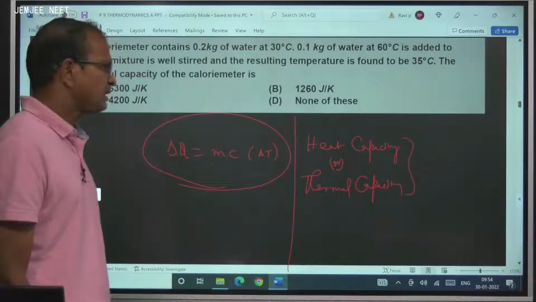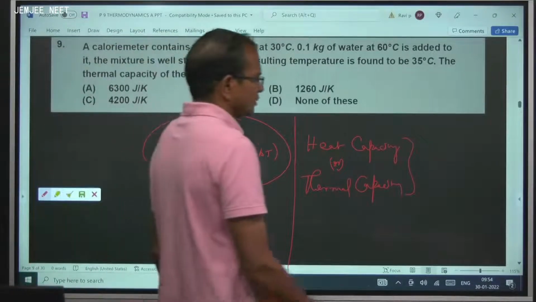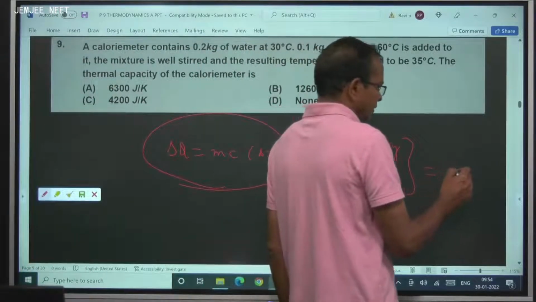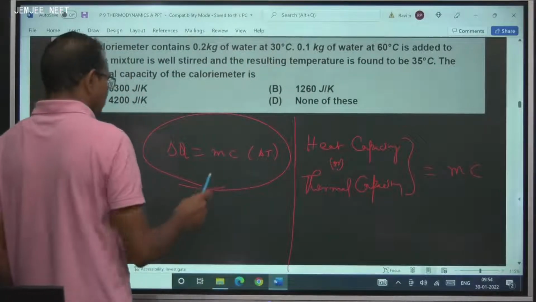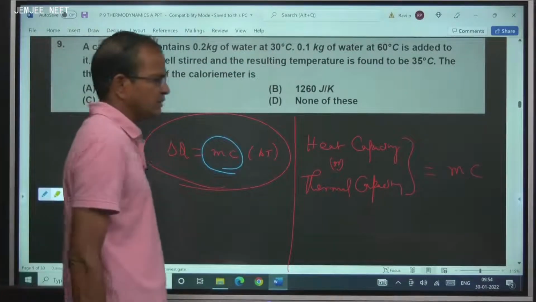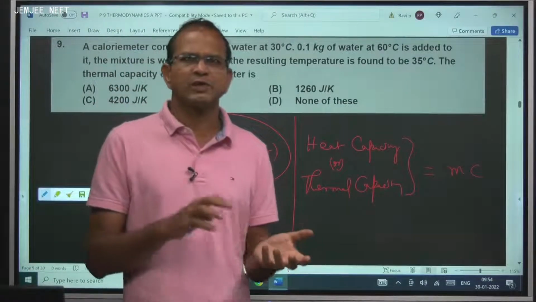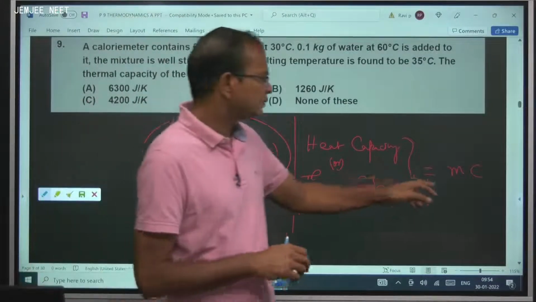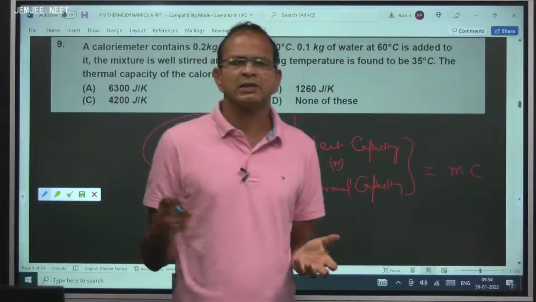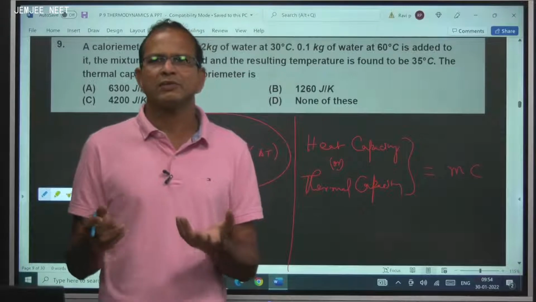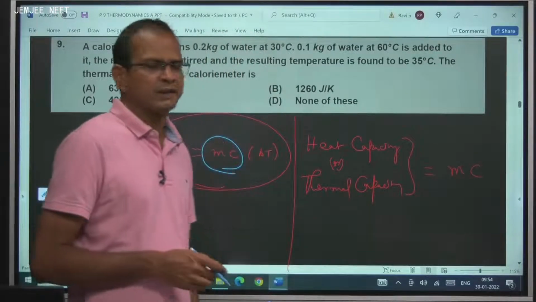Now what is heat capacity? Very good. M into C. This quantity is what is called heat capacity, for anything. Suppose you have 1 kilogram water, specific heat 4200. So 1 into 4200 is called heat capacity. Suppose you have 2 kilogram water, then 2 into 4200, that 8400 is what is called heat capacity. Got the point?